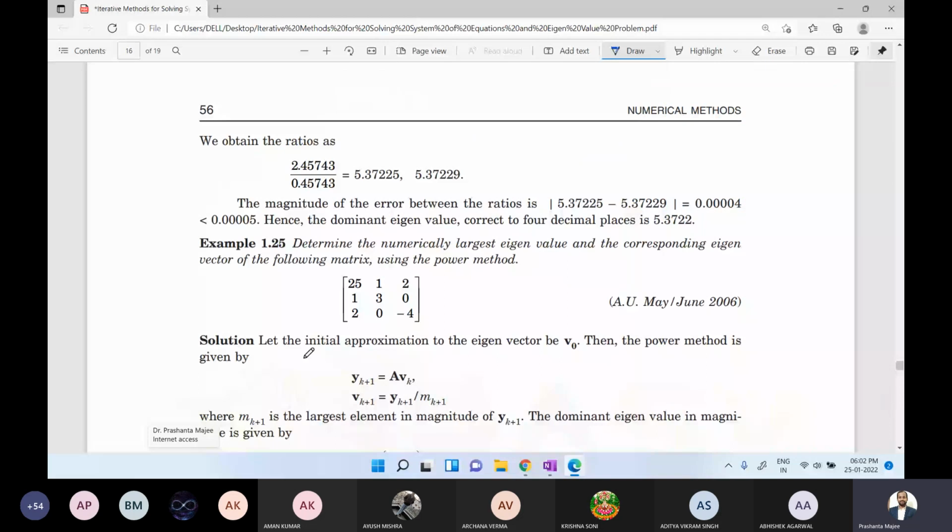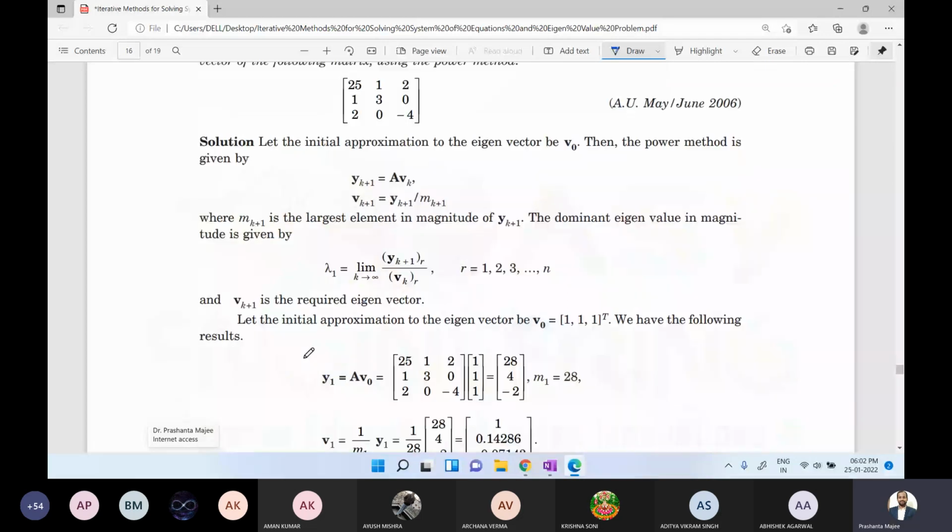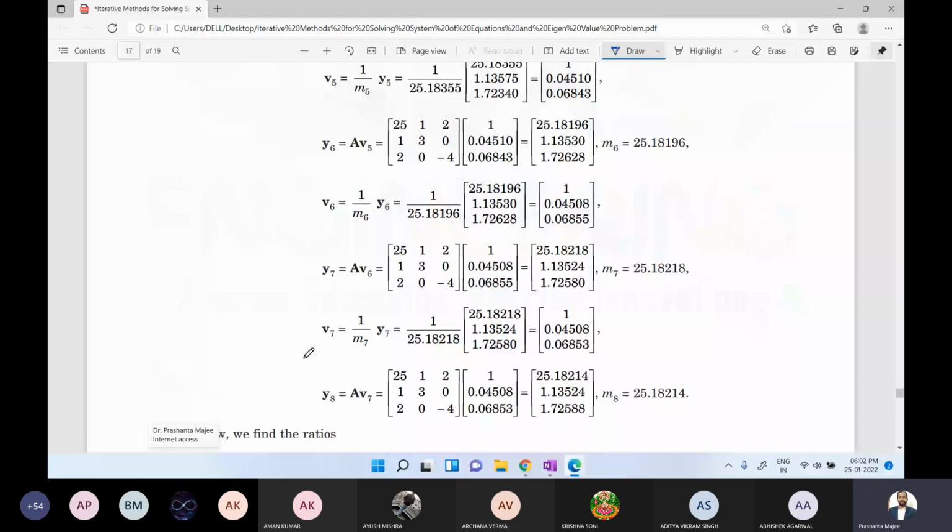Another example is there for a 3 by 3 matrix. You have to find the dominant eigenvalue. Same technique. Okay, so this is the way you find the dominant eigenvalue, or the largest eigenvalue in magnitude.